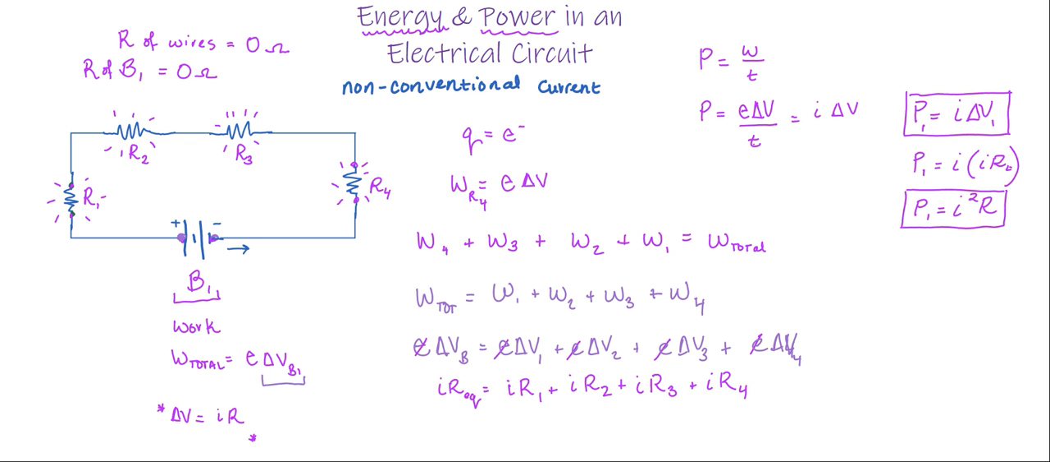The main idea here is to remember that energy, no matter what form it's in, is conserved. So the amount of energy provided by the battery is the same as the amount of energy needed to heat up or to move an electron across any of the resistors.